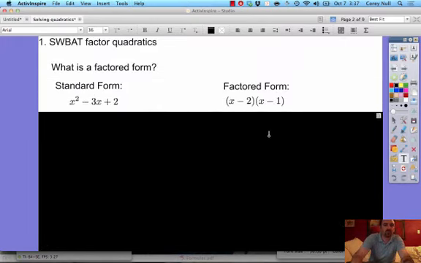Okay, so first of all, what is factored form? Well, here's standard form on the left, and you see factored form on the right. These are the same polynomial. They're the same quadratic, but they're in different forms. Okay, we talked a little bit about factored form. We certainly talked about standard form at this point.